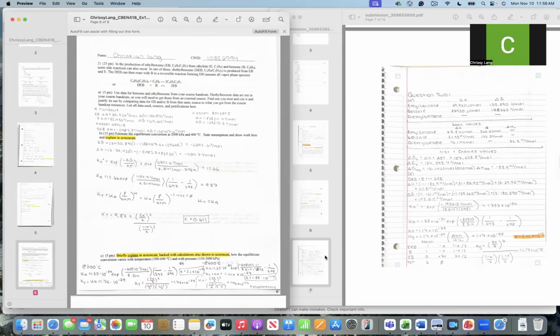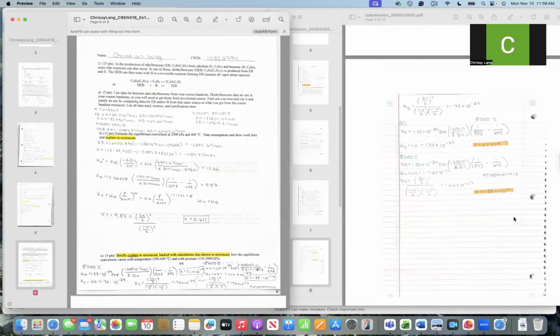For part C, I changed how I solved it, and solved for 300 and then at 600, and how the changing temperature affects K using the Van 't Hoff equation and the sign of delta H, and how changing pressure affects conversion for the gas phase reaction, backing it with the calculation shown. And then the corrected solution is as shown below.